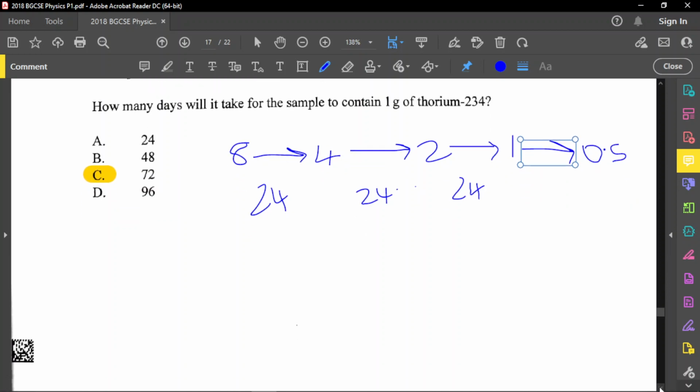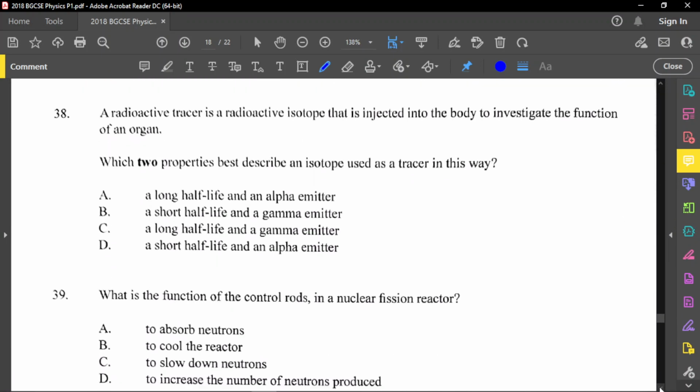All right, so let's go to question number 38. All right, this paper is really nice. I like this paper. It's really fun.